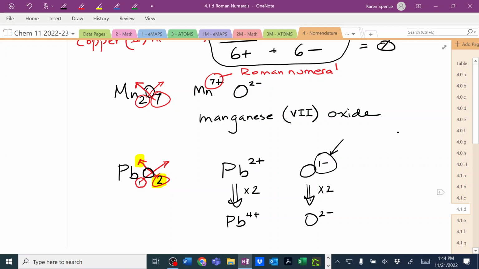I'll give it to you. But I can't give you this one. This one is tetra.